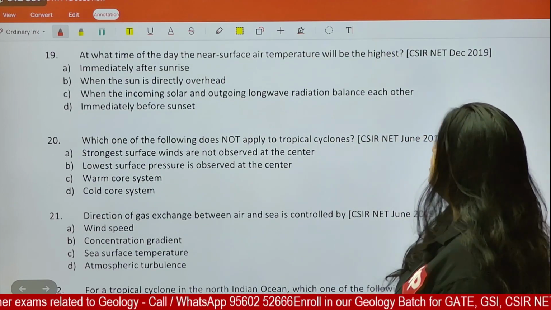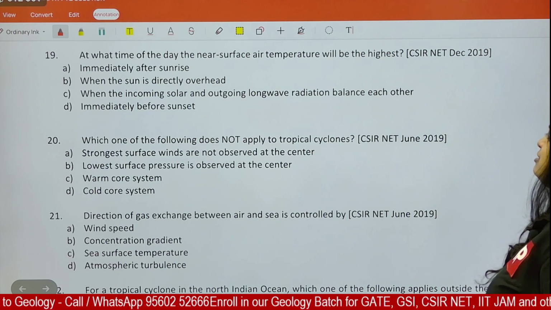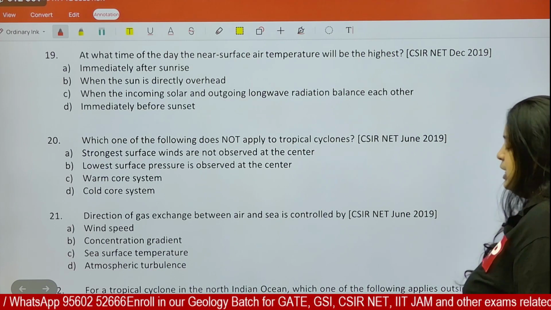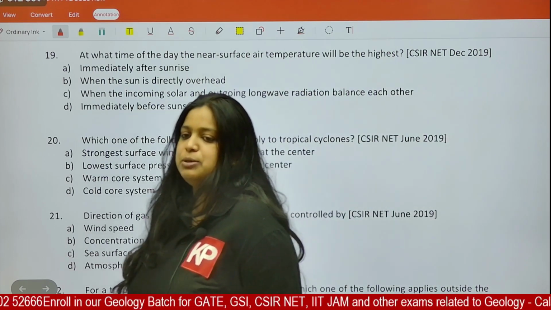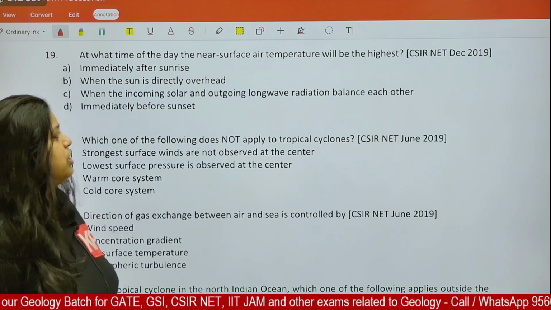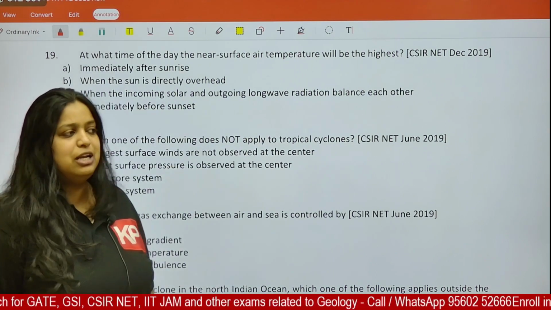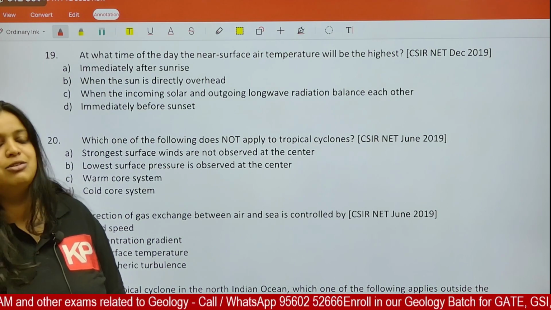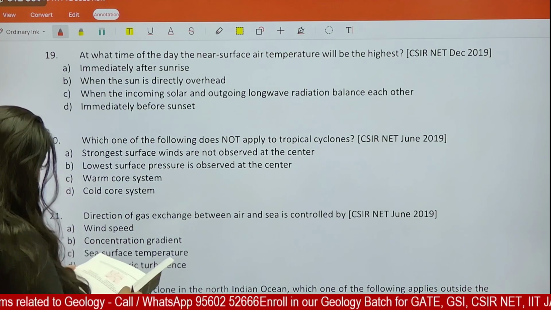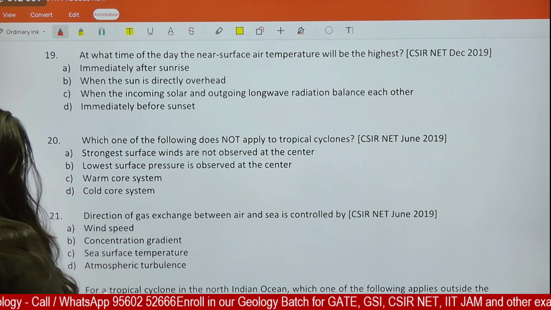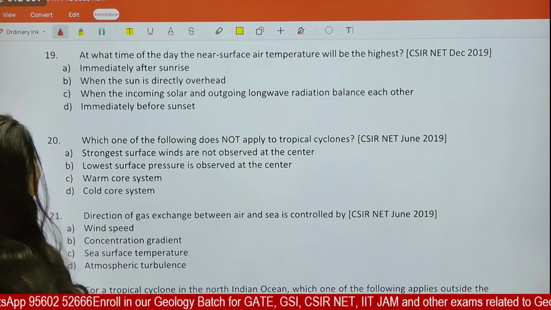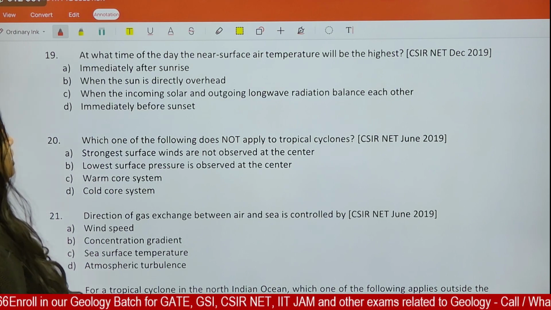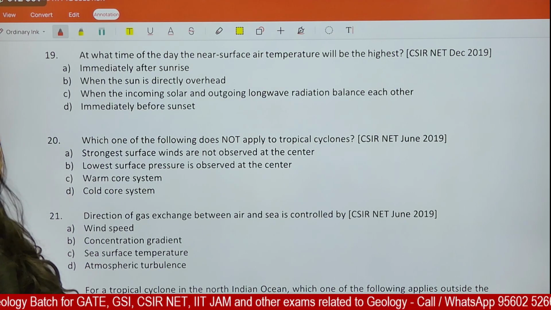At what time of the day will the near surface air temperature be the highest? See, this is the diurnal temperature variation, which is very important related to the atmospheric circulation and ocean current circulation. In competitive exams, this is a very repeatedly asked question. Now, at what time of the day will the near surface air temperature be highest?